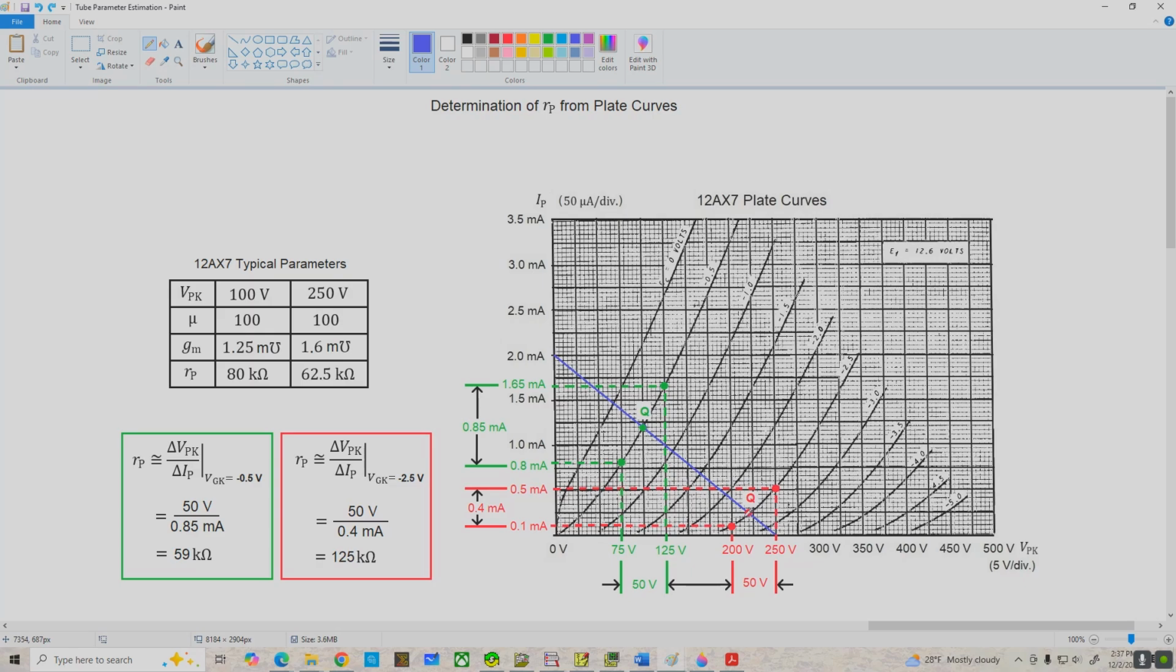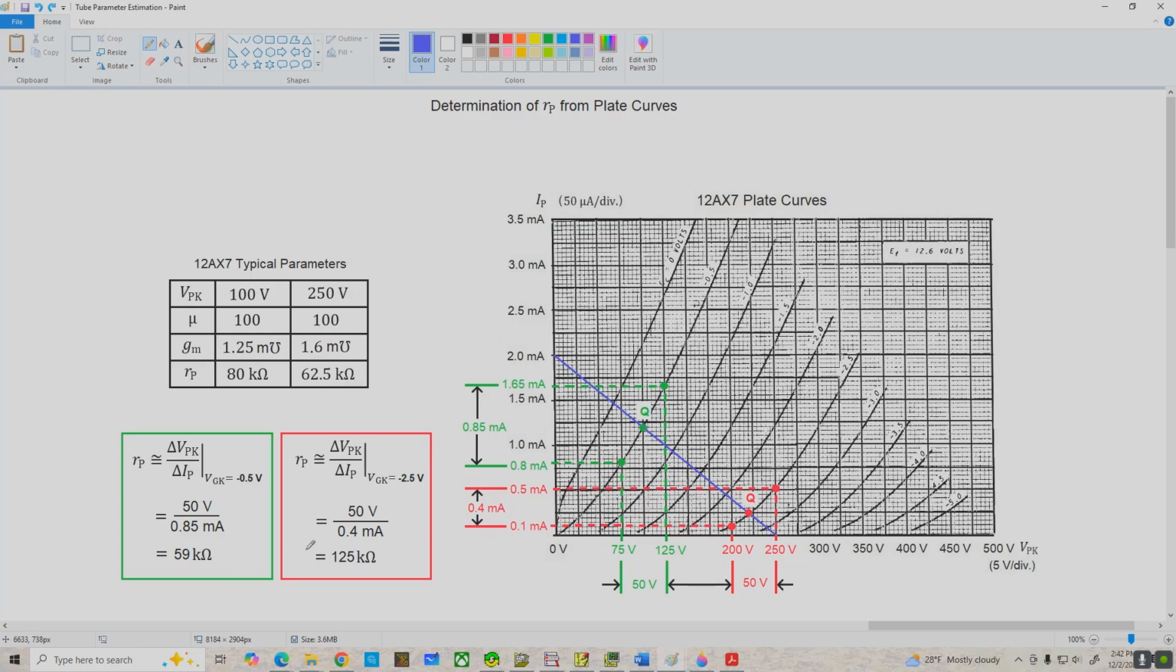Coming over to our red Q point, we're going to be moving along the VGK equals negative 2.5 volt curve and choosing a convenient interval on the VPK axis that surrounds our Q point. If we go from 200 volts to 250 volts, that gives us a corresponding change in plate current from 0.1 milliamps to 0.5 milliamps. So our delta VPK is 50 volts, delta IP is 0.4 milliamps, and the resulting dynamic plate resistance is 50 volts over 0.4 milliamps, and that's 125 kilohms.